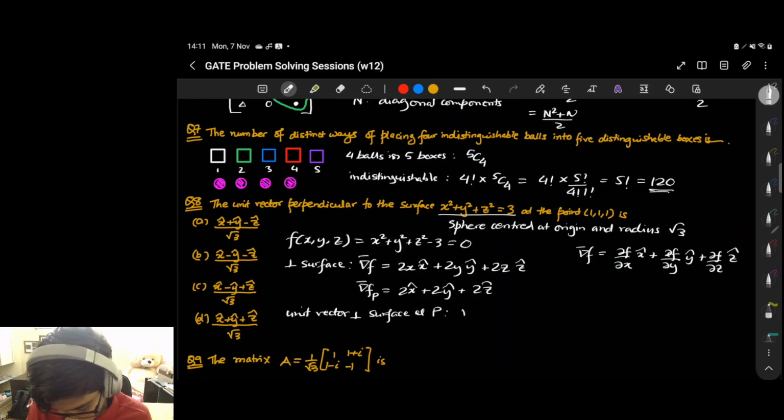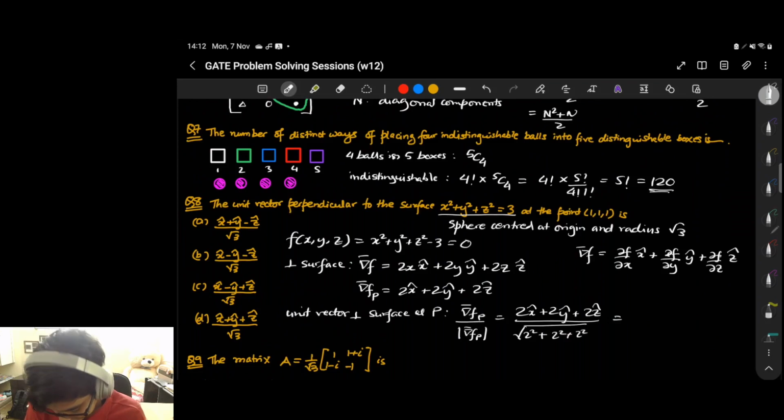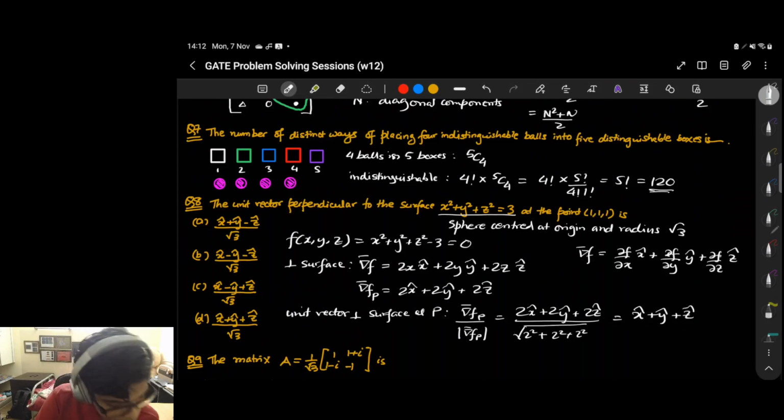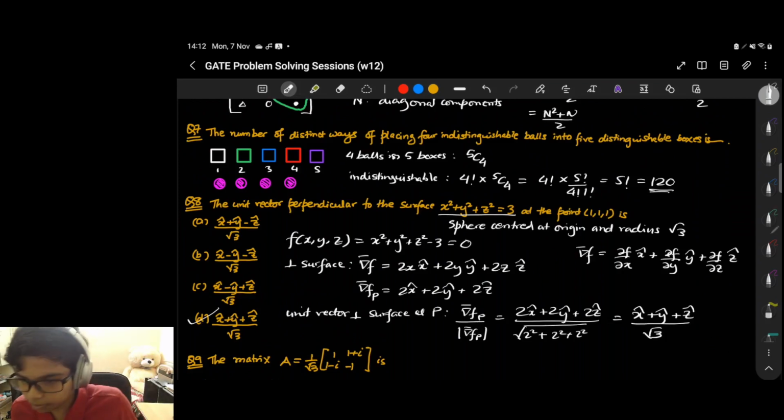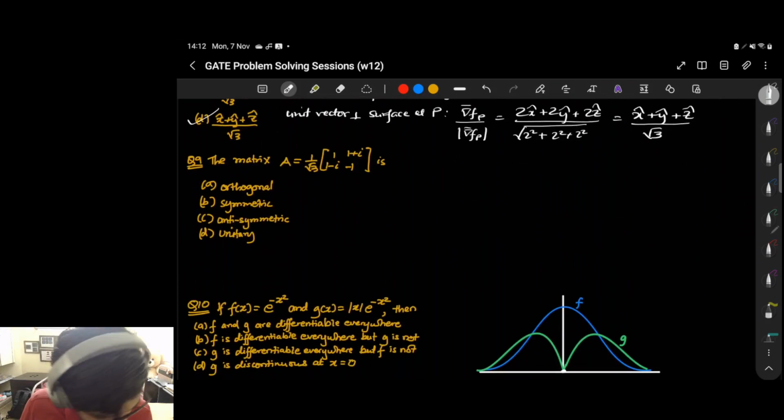That is, this is 2x cap plus 2y cap plus 2z cap divided by square root of 2 squared plus 2 squared plus 2 squared. So this is simply, you will come out with x cap plus y cap plus z cap over root 3. So the correct option is option D. Moving on to the next question.